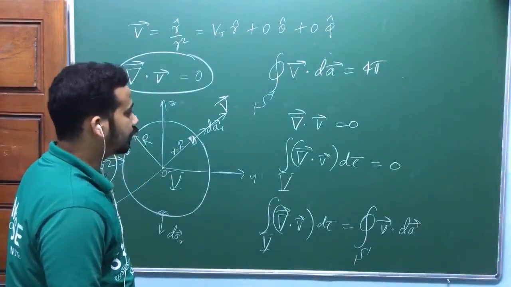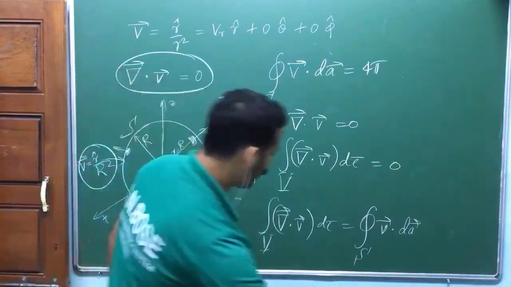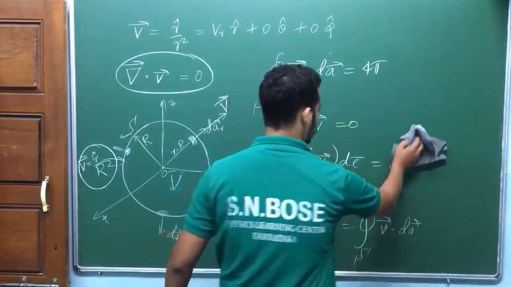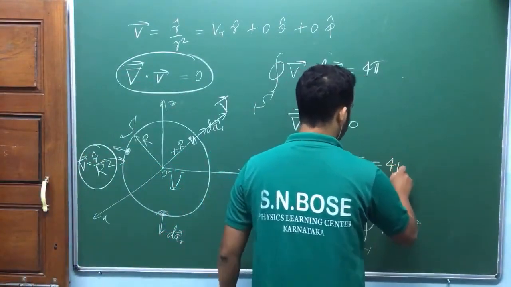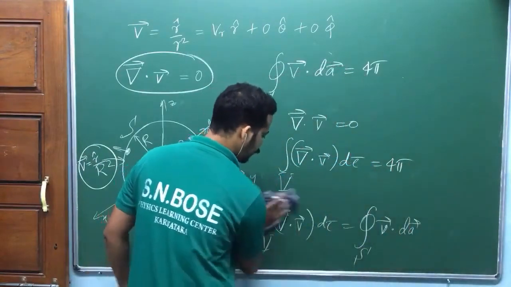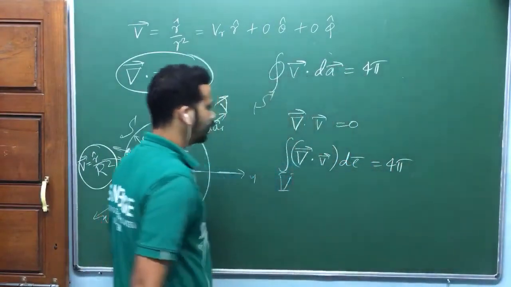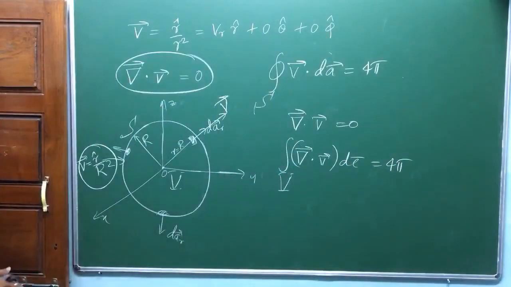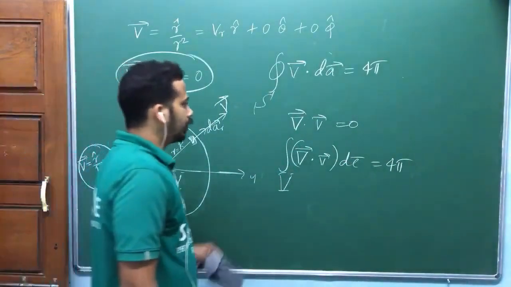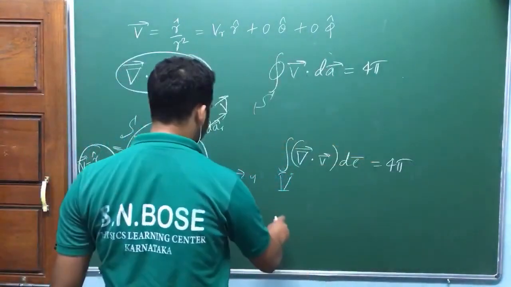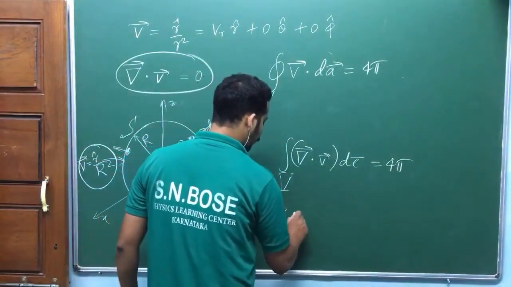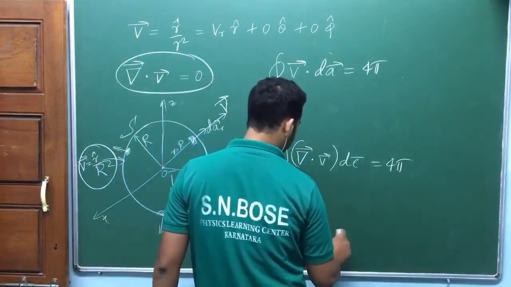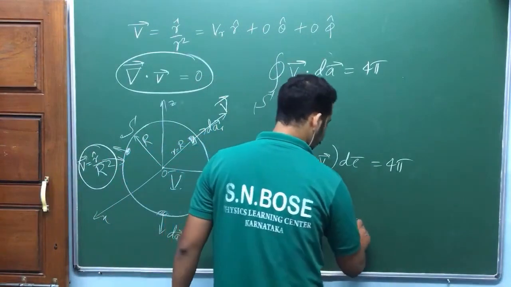And not only that, look here, since this equality should be valid, these two should be equal. That's why this should be equal to 4 pi, am I right? So shall I believe this one? This should be equal to 4 pi. So then, again, we have to correct this one. We can write del dot v, the divergence of this one, is equal to 0 except at the origin.